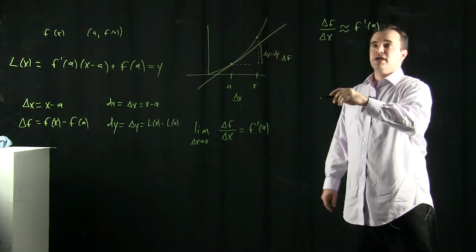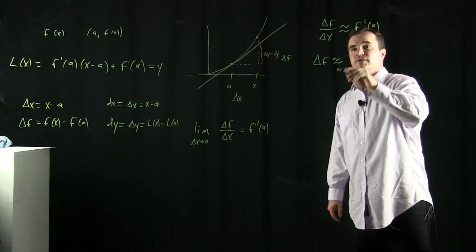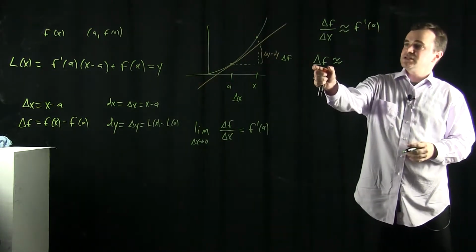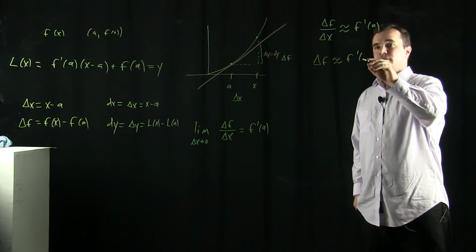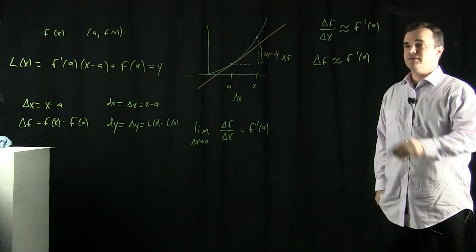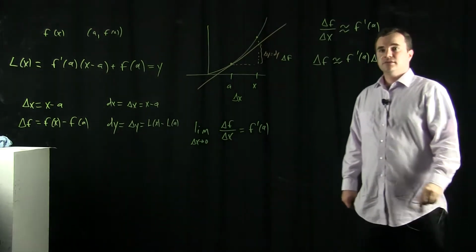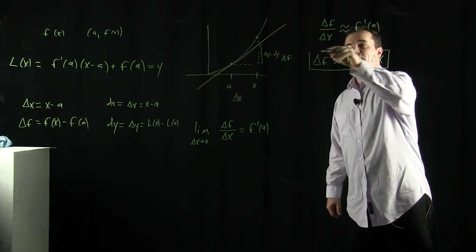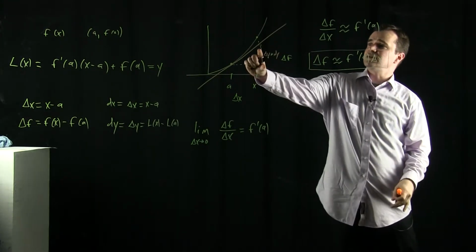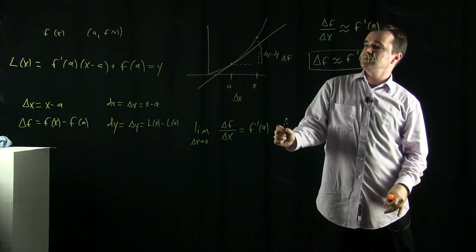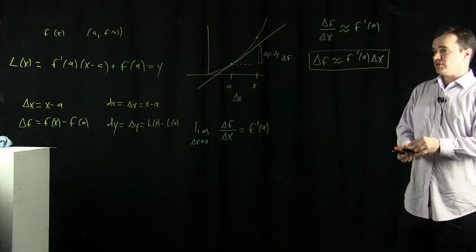And if I just bring delta x to the other side, you get one of these fundamental linear approximation equations, which says that the change in values of f is approximately equal to the derivative at the point, f prime of a, times the change in x. And that's just the mathematical way of saying that this distance is pretty close to that distance so long as x is close to a. No big deal.